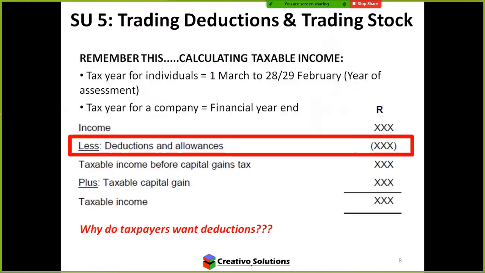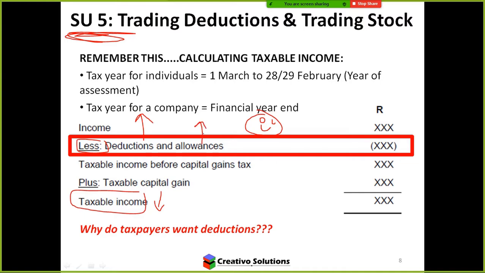All right, there's the slide. I've highlighted the focus for study unit 5. Study unit 5, this is exactly what we're going to be looking at. That line item: less deductions and allowances. Obviously, businesses like this a lot because you're going to be subtracting, you're not going to be adding. And if you're subtracting, taxable income will obviously decrease with more deductions or with more allowances.